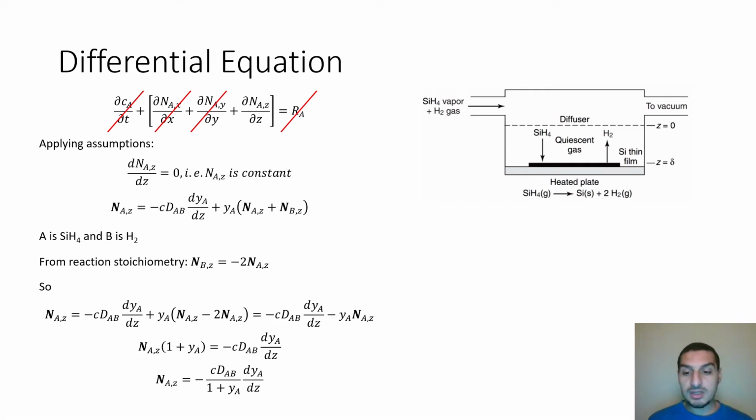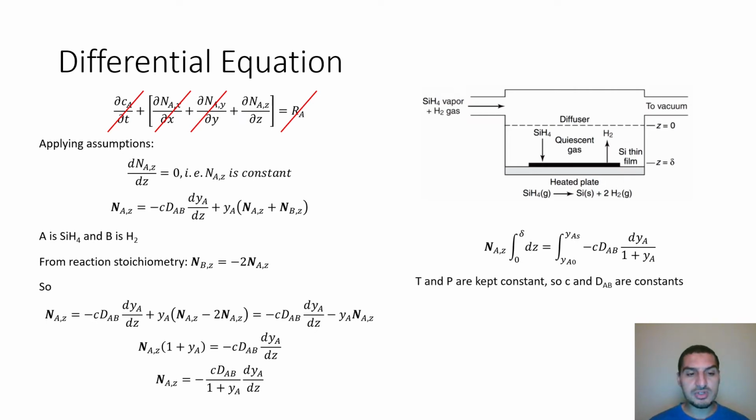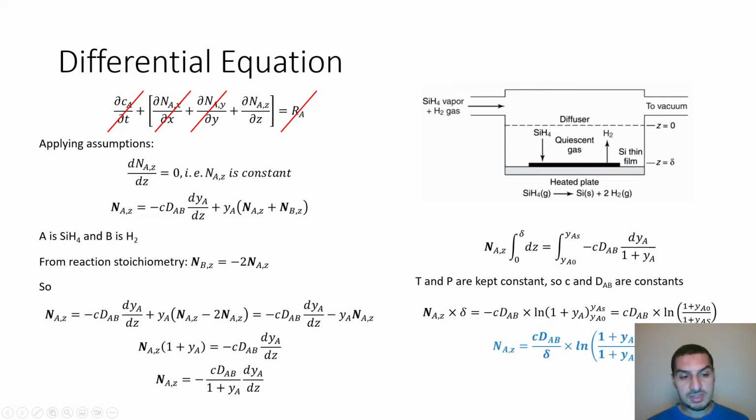We can use it by integrating it, and by integrating the equation we can use the information that N_A is constant, by taking N out of the integration, because it's constant, it's not going to be part of the integration. Now we have dz as the left hand side, and the right hand side -C D_AB, and dy_A divided by 1 plus y_A. We can assume that C and D_AB are constants. We are operating at constant temperature and pressure, so this is a valid assumption. So we can do the integration of 1 over 1 plus y_A, which equals ln(1 plus y_A), from y_A0 to y_AS, and this is how the equation looks.